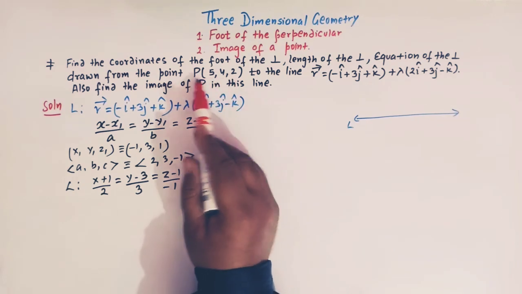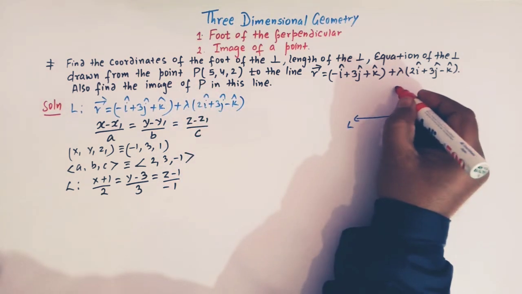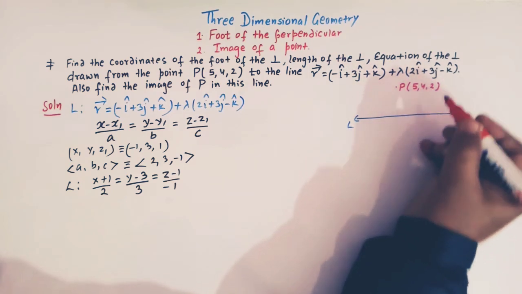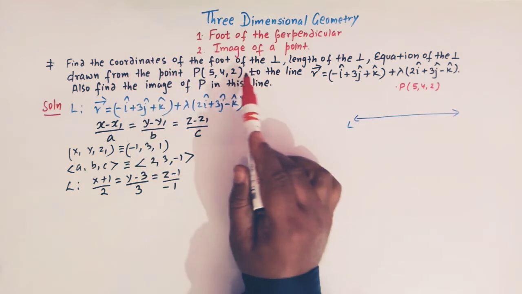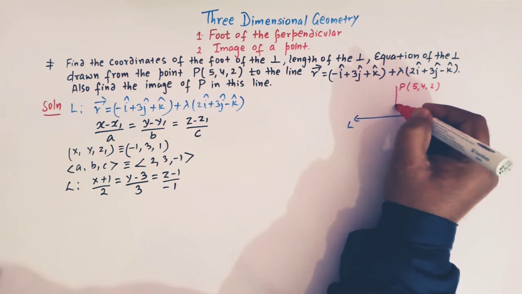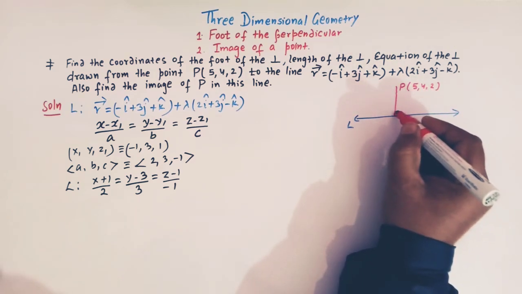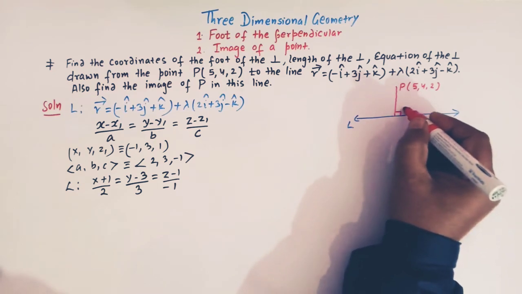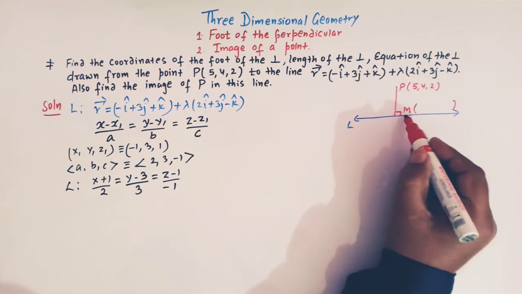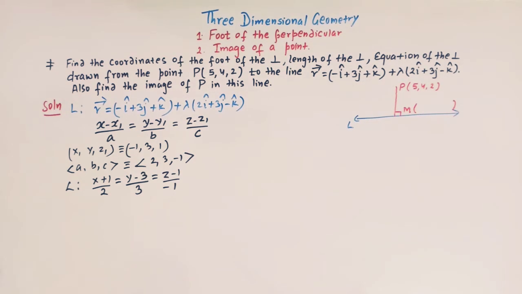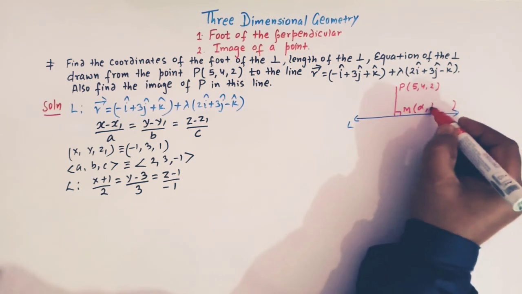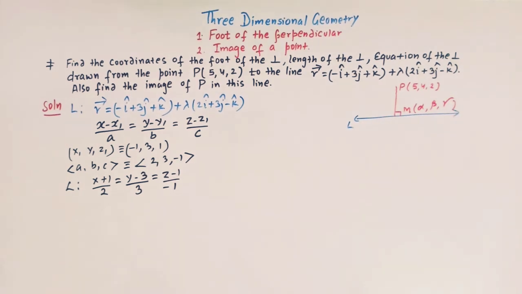Now here we are given a point P, and suppose the point P lies somewhere here, and we have to find the coordinates of the foot of the perpendicular. So from here, if we draw the perpendicular, and let us say this point is M, we have to find the coordinates of this point M. So let us take the coordinates of this point M as alpha, beta and gamma.